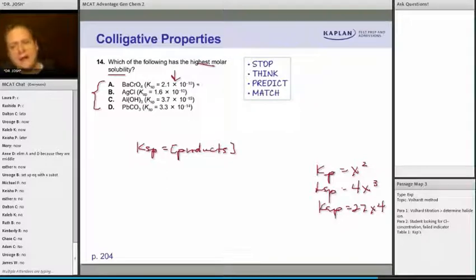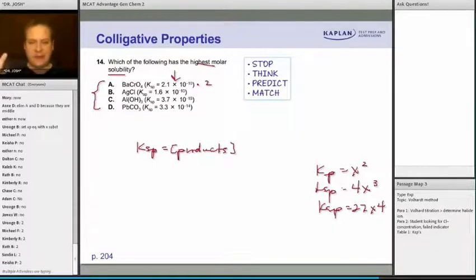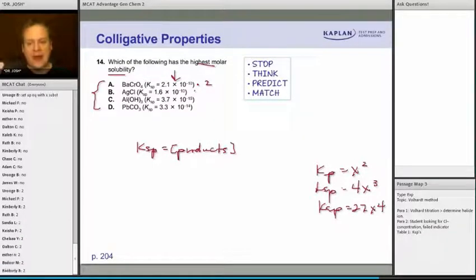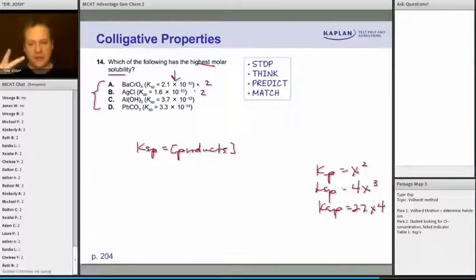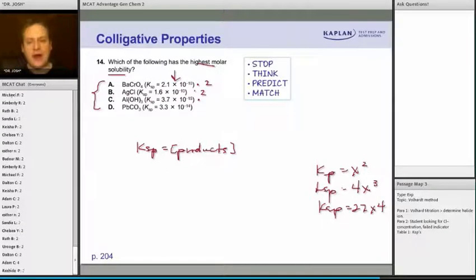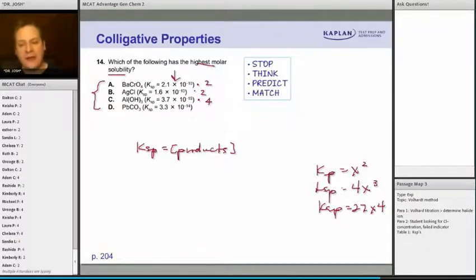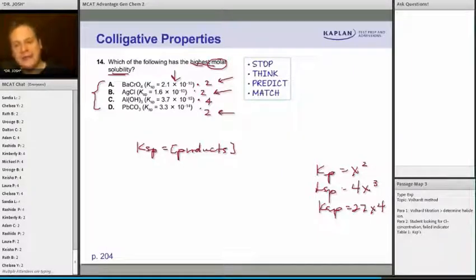No, not at all. How many products are you going to get from A? Like if you take BaCrO4 and split it up, how many products do you get? You get 2. What about AgCl? 2. What about aluminum hydroxide? Here we get 4. What about PbCO3? 2. So we want the highest molar solubility. Now, if we look at the 3 that give us 2, we only need to test one of them. Which of those 3 should we test?